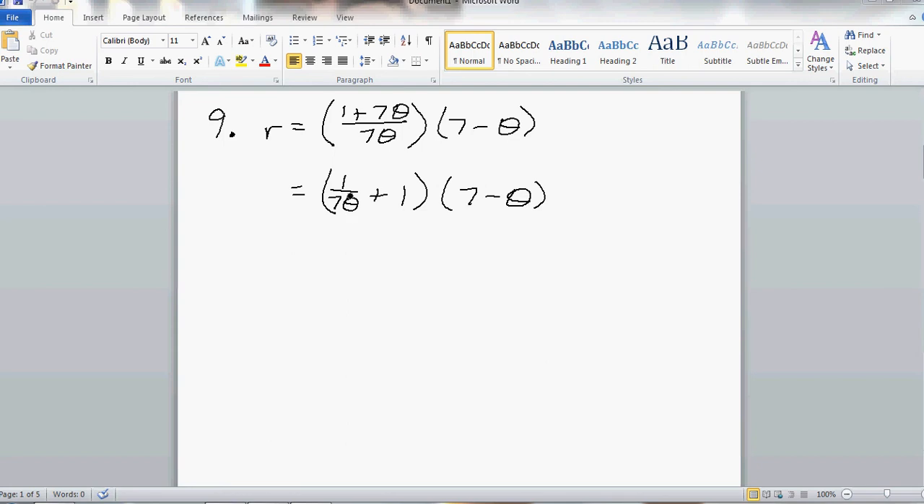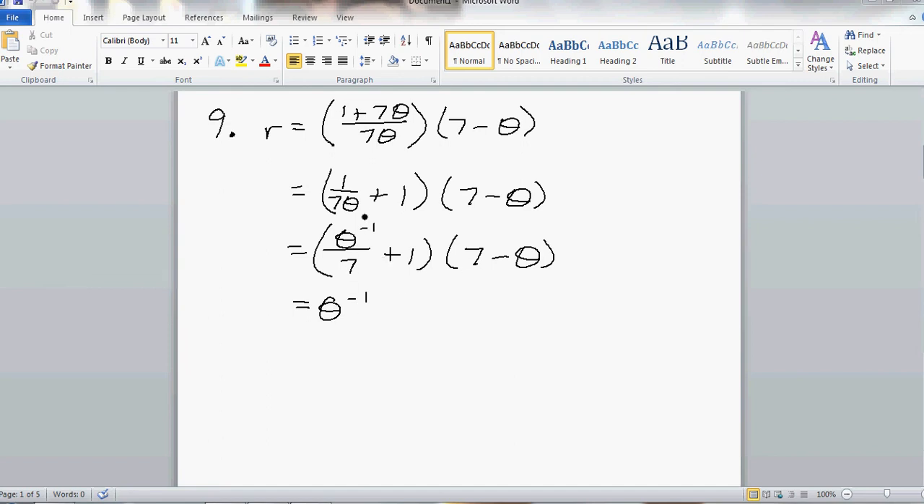But we still don't like this because we have a theta in the denominator. So rewriting this in a more user-friendly form, it becomes theta to the negative 1 over 7 plus 1 times 7 minus theta. Now this one's not too bad, and this would be a relatively easy product rule, but I'm even going to just go ahead and FOIL this out. So take 7 times that and I get theta to the negative 1. Those are the first terms.